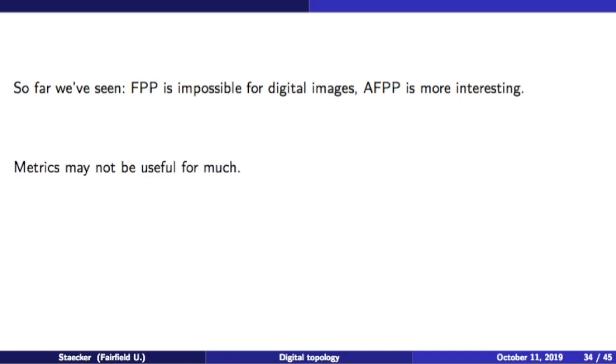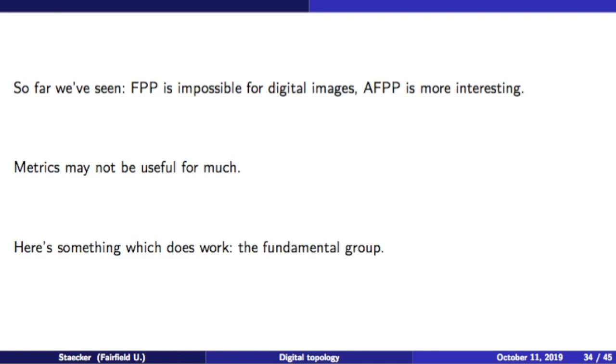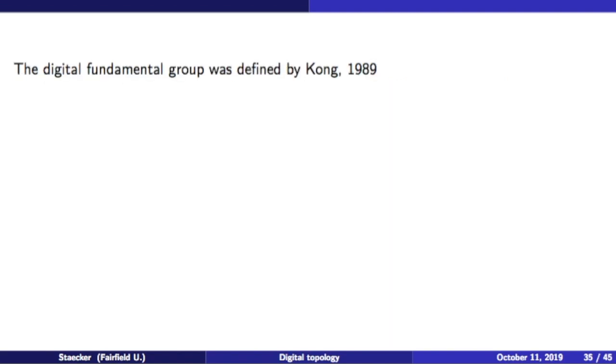Metrics might not be useful for anything. I don't know, because it's hard to combine a metric with the digital structure in a meaningful way. Here's something which you can do: the fundamental group. This is the only time when I'm going to talk about something from algebraic topology, but I'm not going to say too much about this. The digital fundamental group was defined in 1989 by Kong, and then later on it was cleaned up a little and given some new definitions by Boxer, which resemble more the classical definitions.